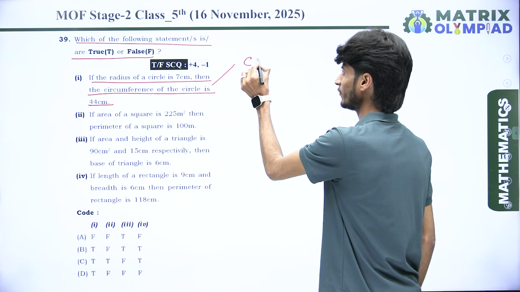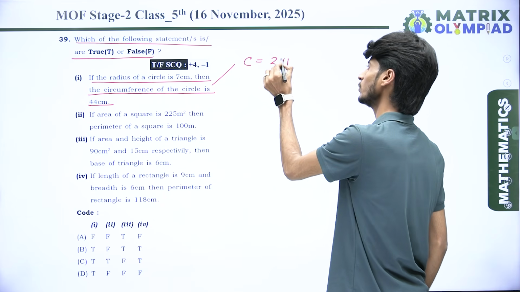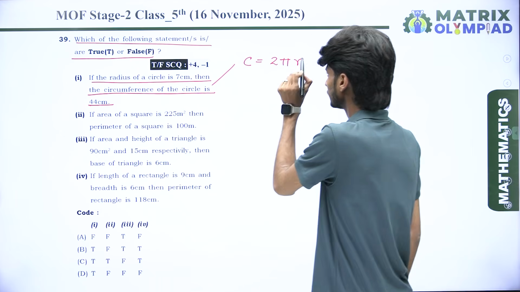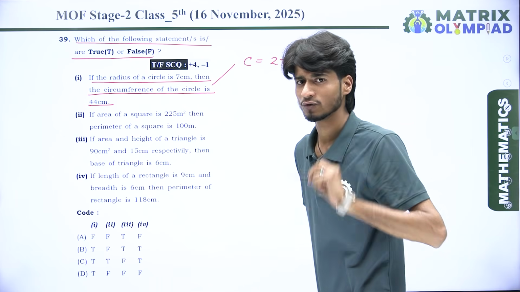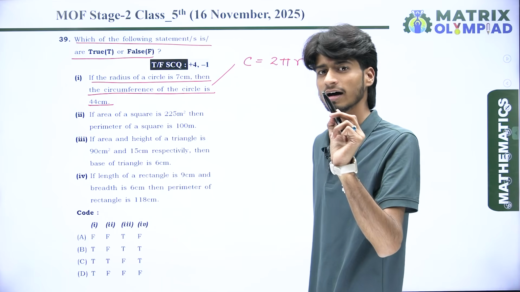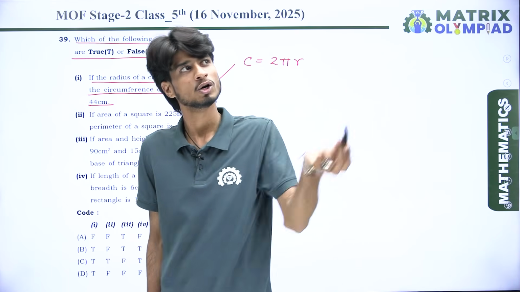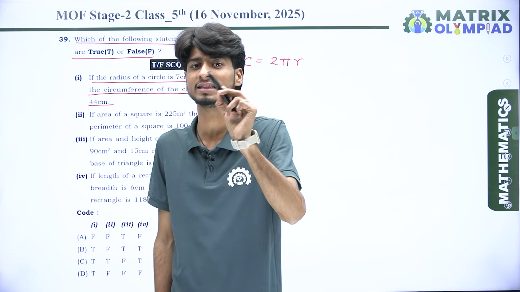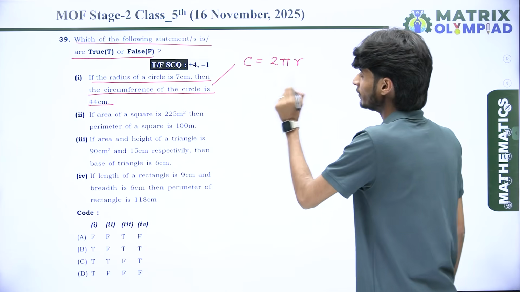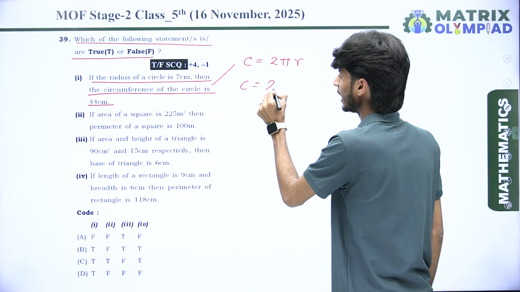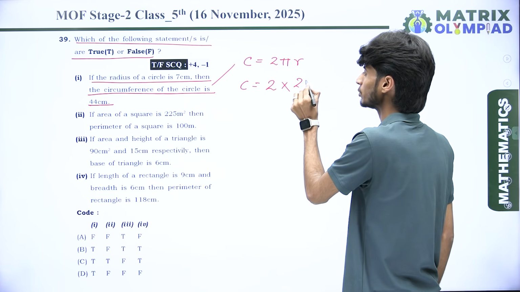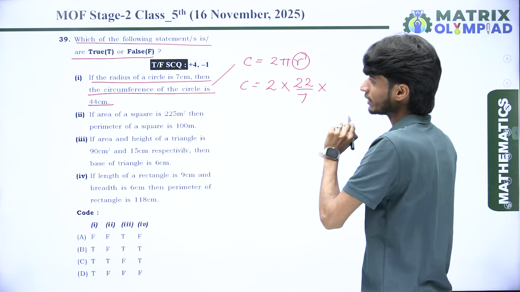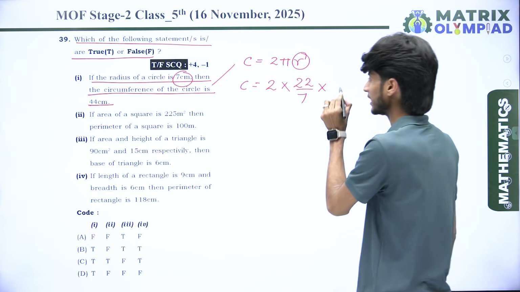Look, the circumference of a circle is equal to 2 pi r, where r is the radius of the circle and pi is the constant, which is approximately 22 upon 7 in fraction form and 3.14 in decimal form. So put in the values: 2, the value of pi is approximately 22 upon 7, and the radius r is equal to 7 centimeter.